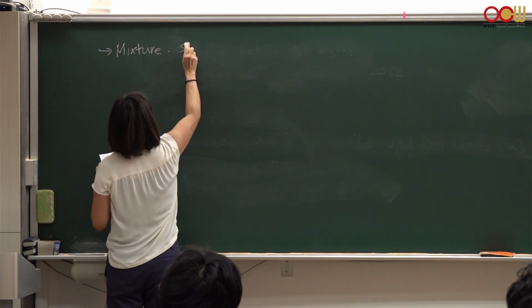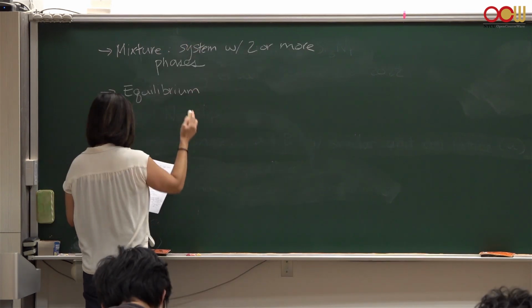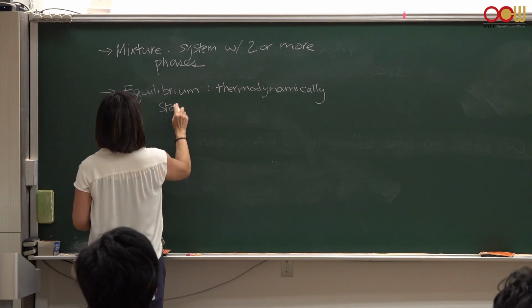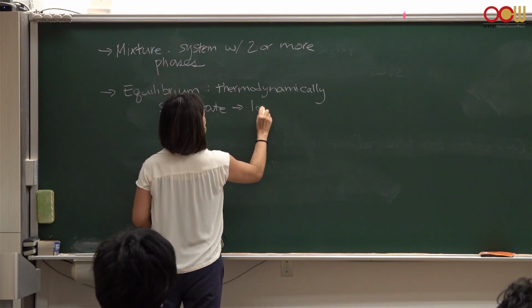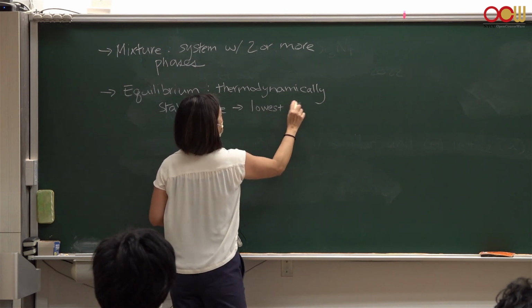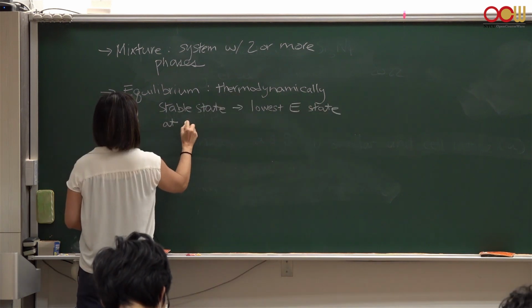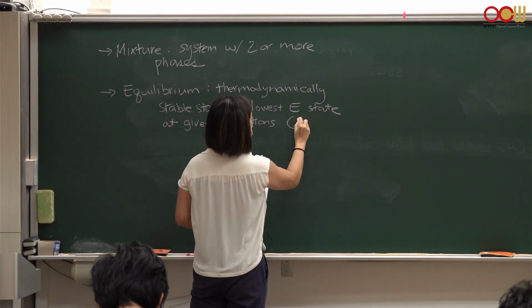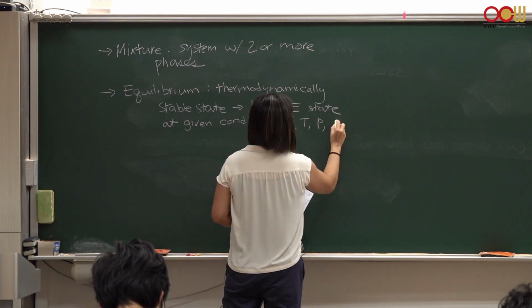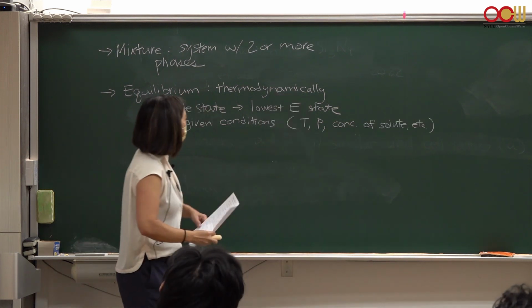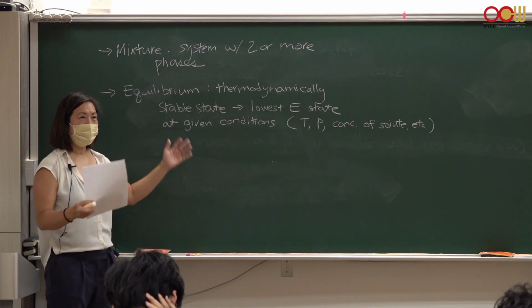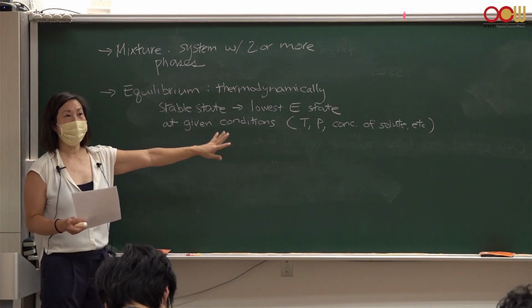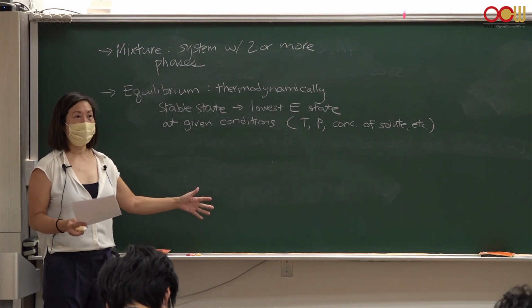A mixture is a system of 2 or more phases. Equilibrium is a thermodynamically stable state, which means the system is at its lowest energy state at given conditions. These conditions could be temperature, pressure, or concentration of solute. So obviously, a system can be at its equilibrium at one temperature, but if you change the temperature, the equilibrium phase will be different.